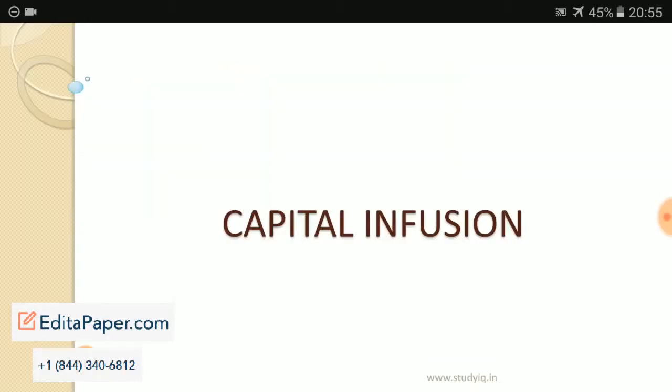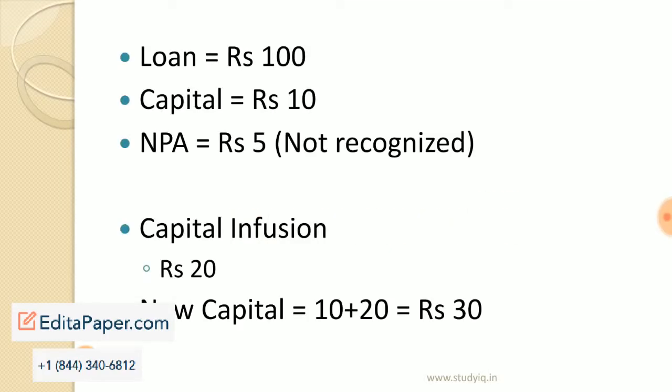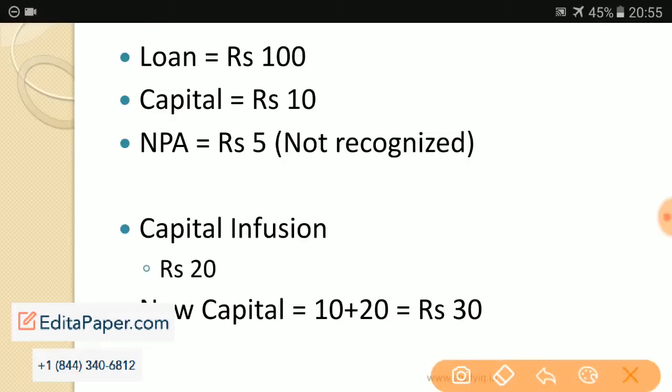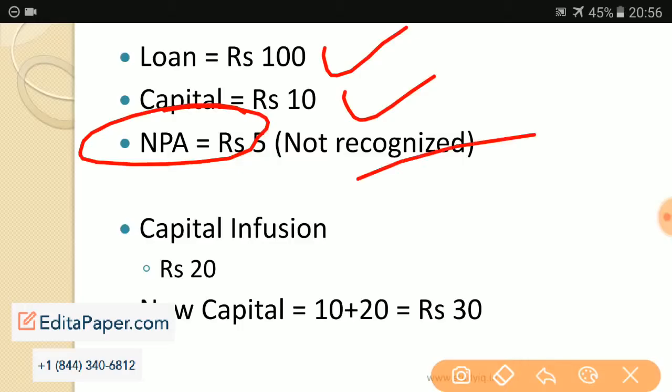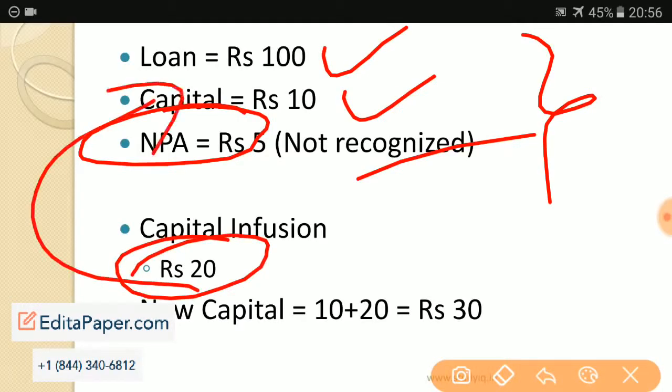The next concept is capital infusion. So let us just consider the same example again. Loan 100 rupees, capital 10 rupees, NPA 5 rupees, not recognized. Okay, this is the scenario till now. Now let us say government says that we have a lot of revenue from the GST and from demonetization as well. We earned a lot of money. So government decides to infuse 20 rupees into the capital base of the bank. Okay, so the new capital base would be 30 rupees.